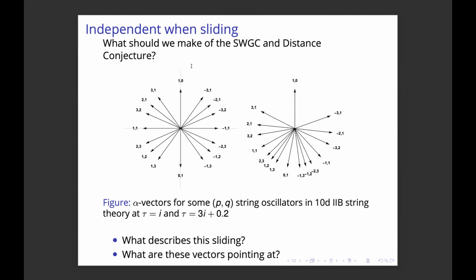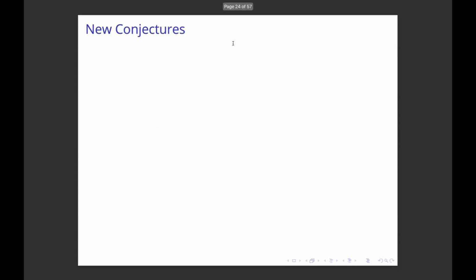But anyway, so what are we to make of these two conjectures? How can we reconnect them for non-flat moduli spaces? Well, I'm going to propose two new conjectures.